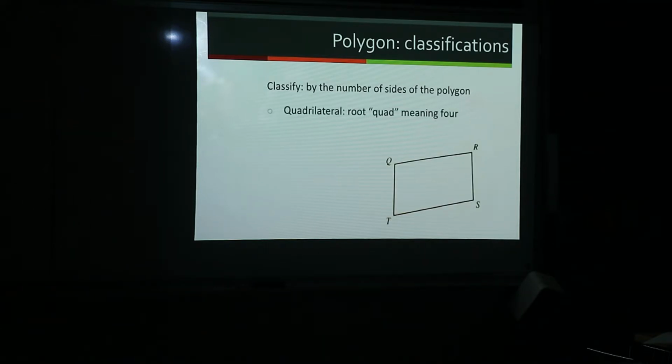So, all right. A quad, meaning 4, right? 4 walls. 4-sided, 4 vertices.